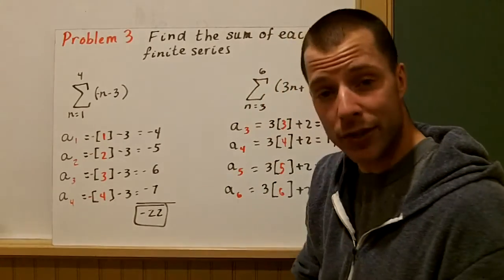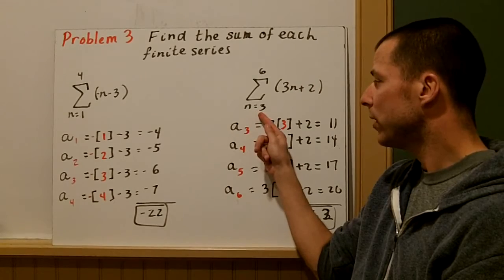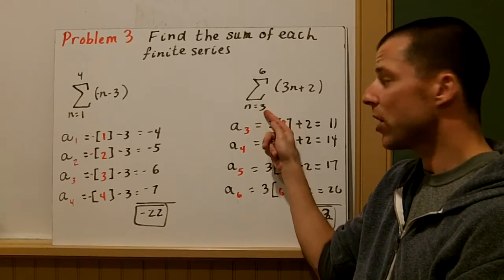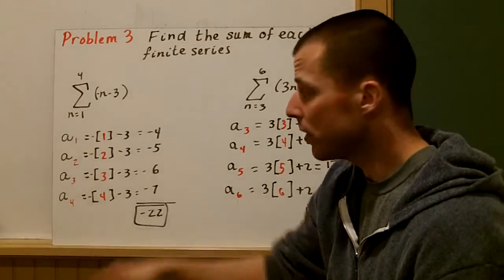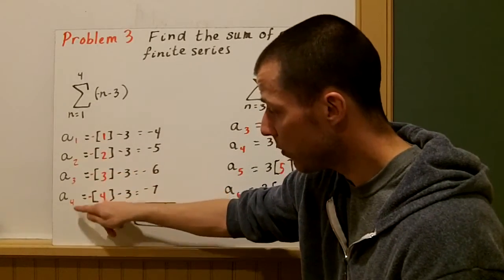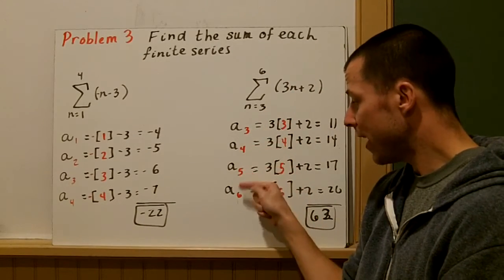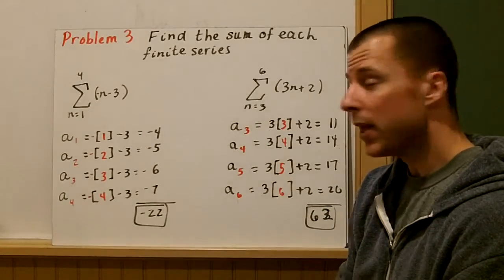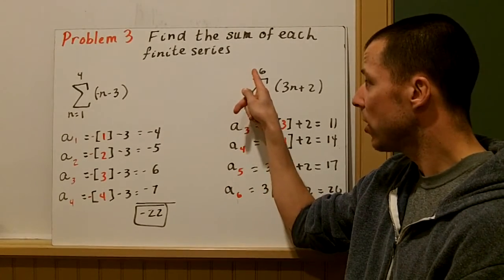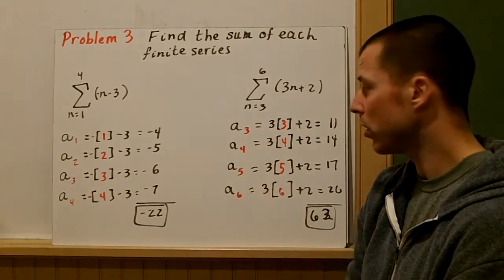Okay? Let's look at the second example. Now here's where we change it. I'm not going from 1 to 6. I'm starting at term 3 and I'm going to term 6. So when I do this, it's not 1, 2, 3, 4, 5, 6. It's 3, 4, 5, and 6. So really, there's only 4 terms I'm dealing with here. Even though the 6 is here, we only go from 3 to 6. 3, 4, 5, 6, 4 terms.